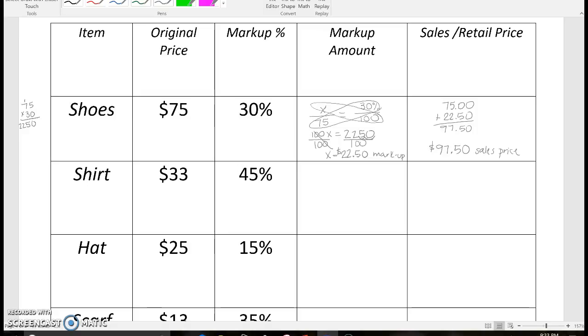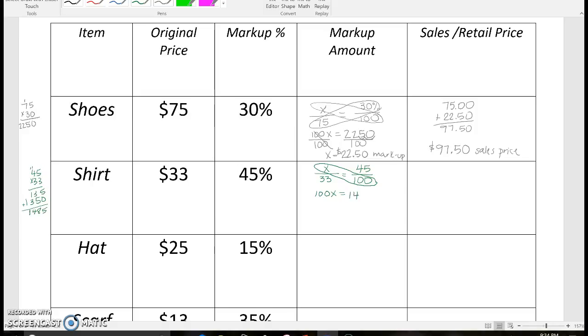Let's give another one a try. A shirt is $33, but they're marking it up by 45%, okay? So my original price is always going to go on the bottom left. So it was $33. And they're marking it up 45%, so 45 over 100. Today's the day we get super amazing experts on cross product. So 100x equals 45 times 33. 3 times 5 is 15, 12, 13, 0, 3 times 5 is 15, 14, 13, 5, 5, 6, 7, 8, 3, 4, 1.